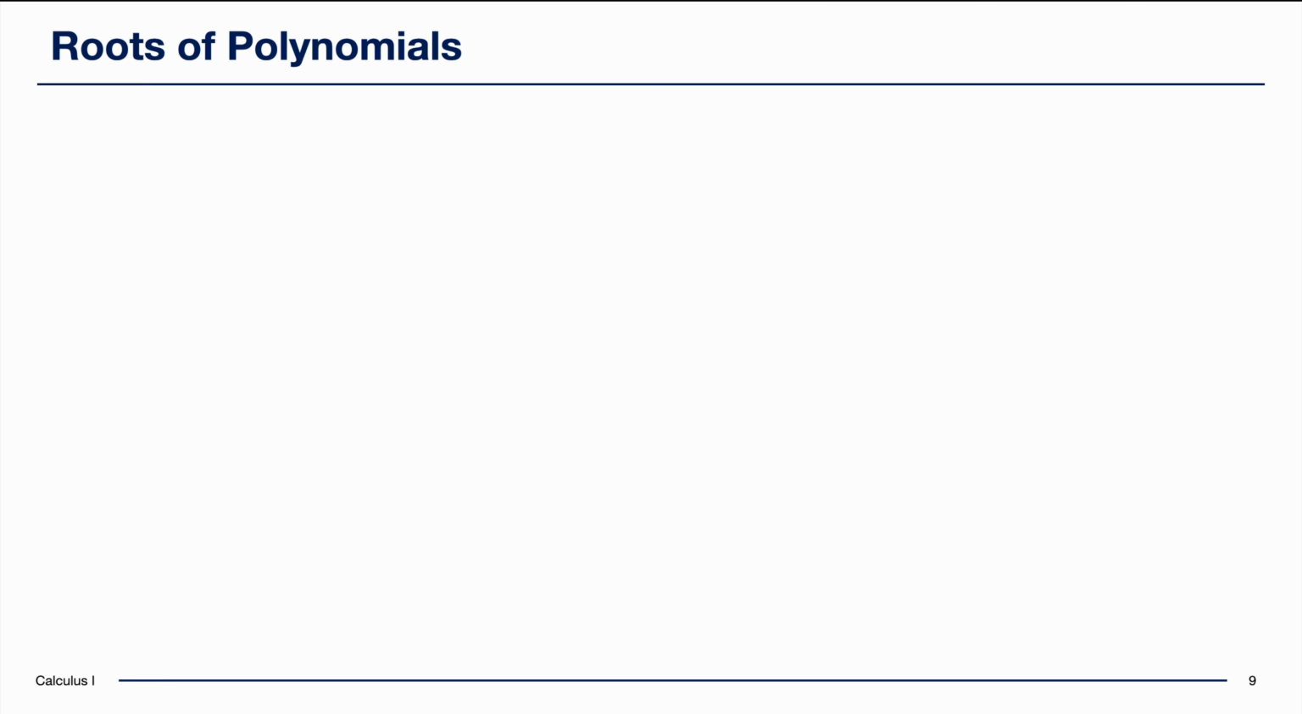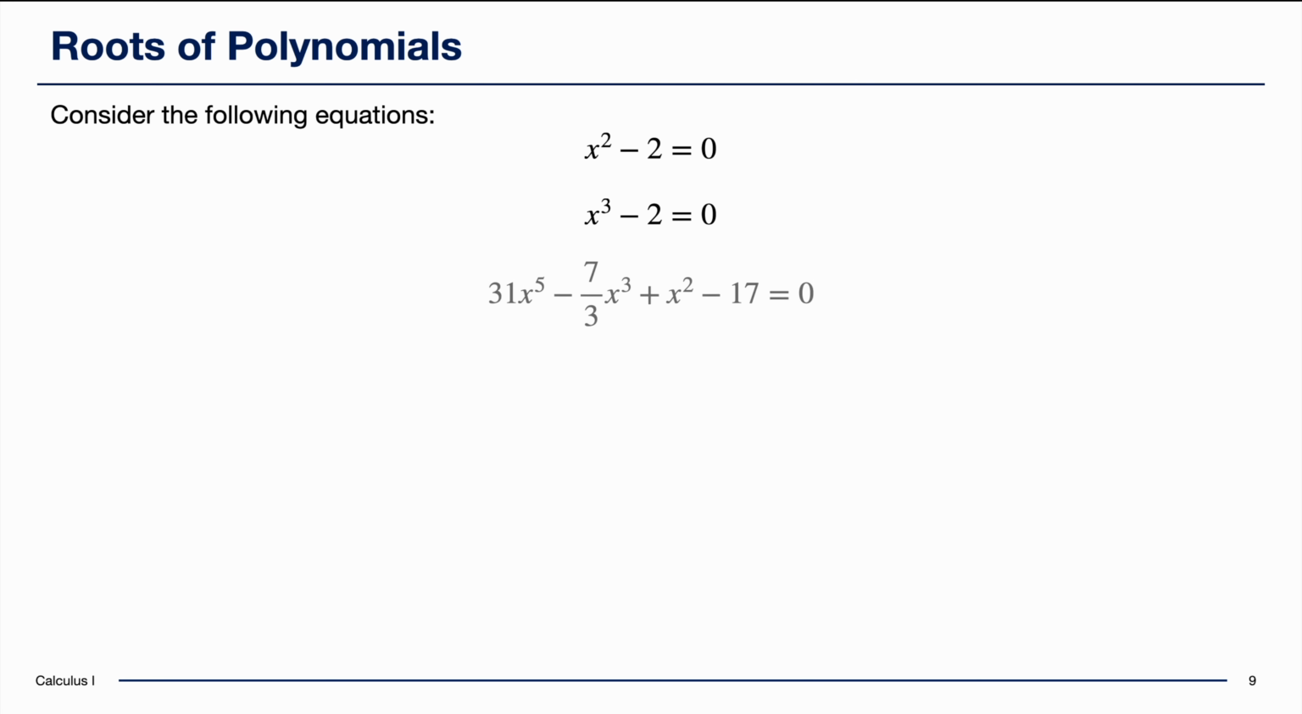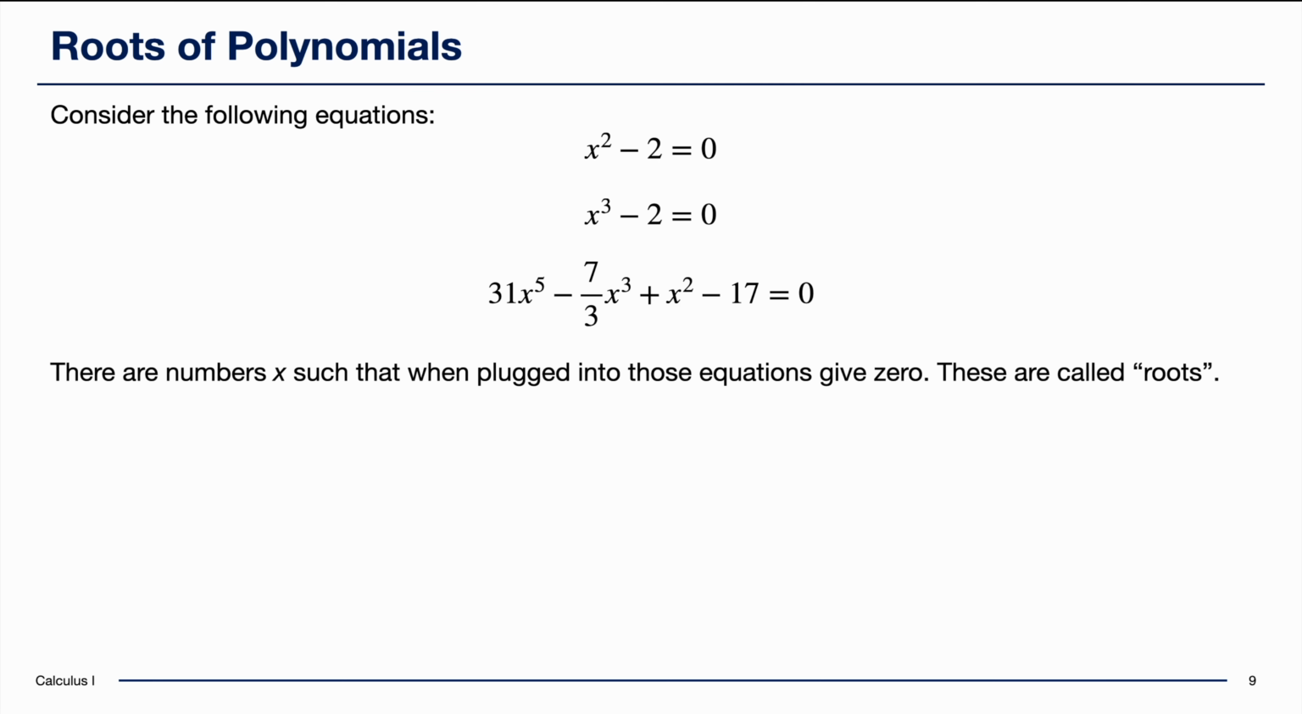Just to send the point home a little bit, let's talk about roots of polynomials. Consider the following equations. We have x squared minus 2 is equal to 0. We have x cubed minus 2 is equal to 0. And finally, we have 31x to the 5th minus 7/3 x to the 3 plus x squared minus 17 is equal to 0. Now there are numbers x such that when you put them into the equations, it will give you 0, and these numbers are called roots of the equation.